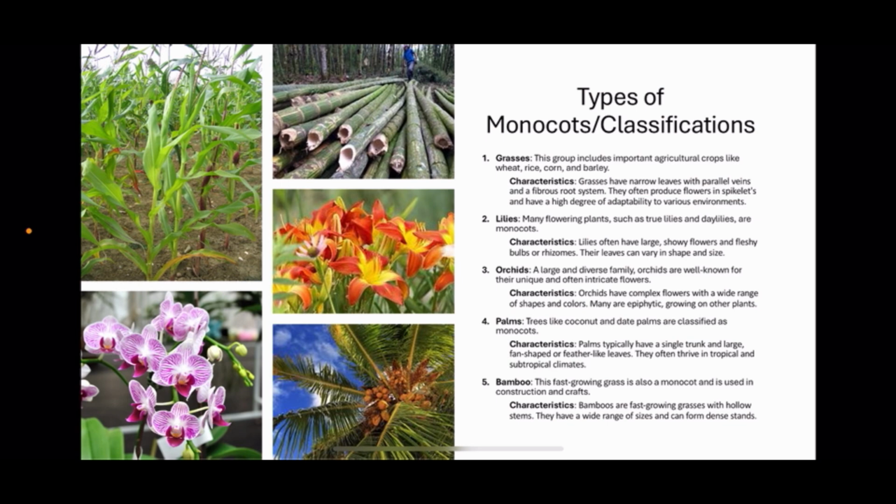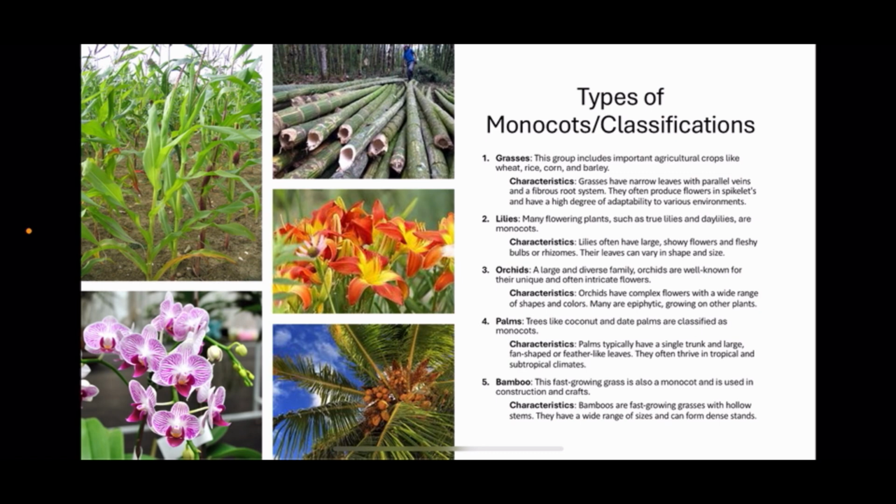Orchids are another type of monocots. A large and diverse family, they are well known for their unique and often intricate flowers. Orchids have complex flowers with a wide range of shapes and colors. Many are epiphytic, growing on other plants.